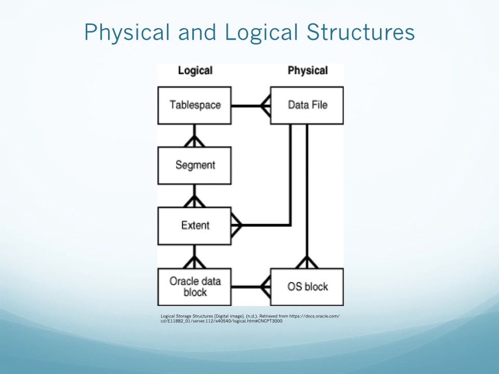This is the relational diagram between the physical and the logical structures. As you can see, a collection of data blocks forms an extent, a collection of extents forms a segment, and a collection of segments resides in a tablespace on the logical side. On the other side, a collection of OS blocks forms a data file, and a collection of data files resides in a tablespace.